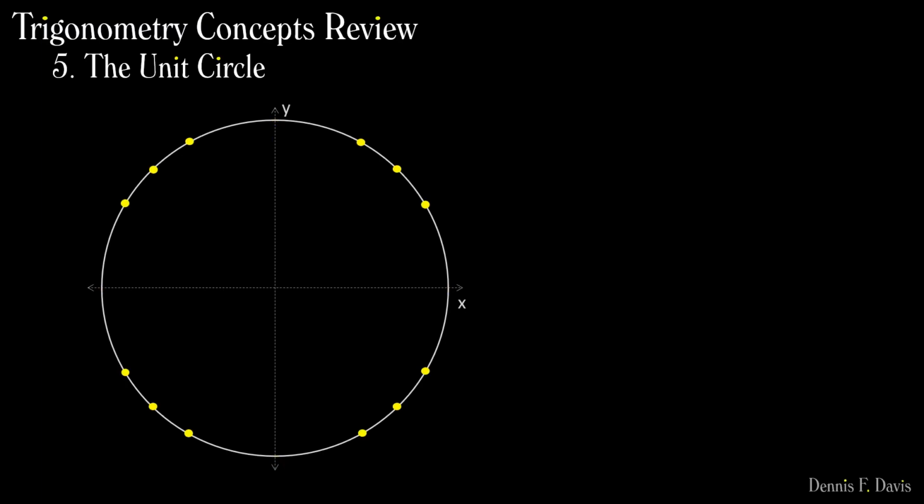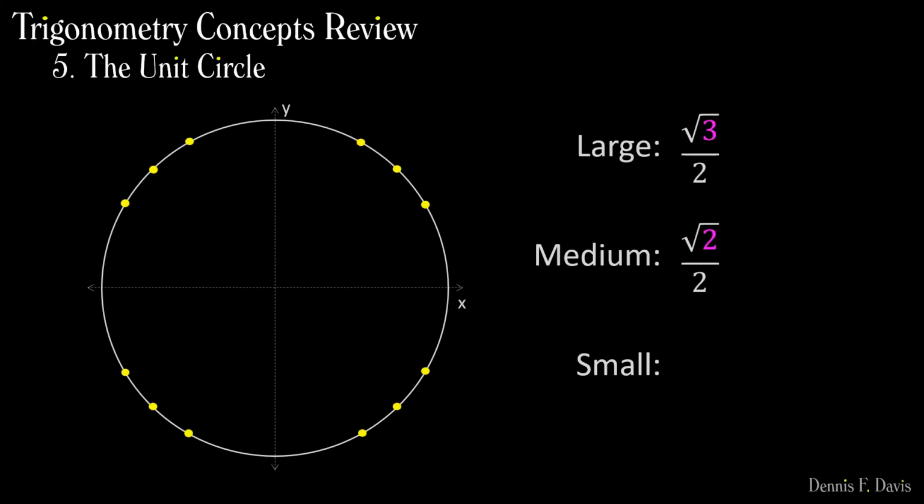To know their sine and cosine, you need to see this circle in your head, and you need to know 3 numbers. I think of the numbers as large, medium, and small, and remembering them is as simple as 3, 2, 1. The large number is square root of 3 over 2. The medium number is square root of 2 over 2. The small number is square root of 1 over 2. Well, the square root of 1 is just 1. So square root of 1 over 2 simplifies to 1 over 2, or 1/2.